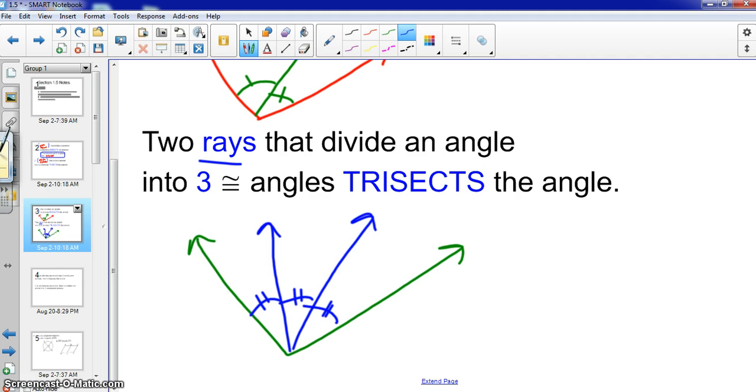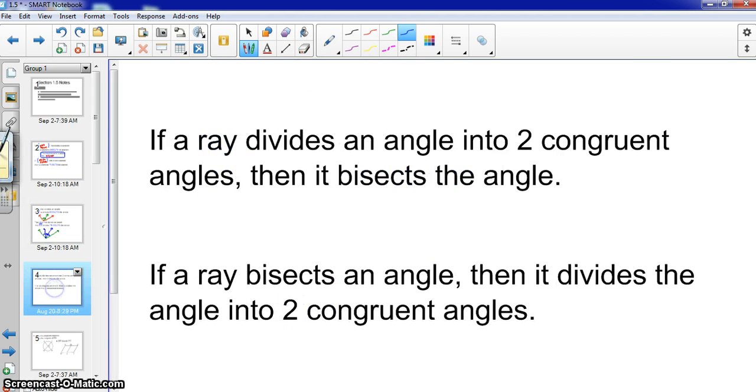Now these are the definitions of bisect and trisect. We have to make sure that when we write them in proofs, we understand that it has to be written in if-then form. This is an example of using bisect with respect to angles in if-then form, going in both directions depending on if you are given that it divides it into 2 congruent angles or if you are given that it bisects an angle. So go ahead and press pause and copy these 2 if-thens, and this is an example for bisect.